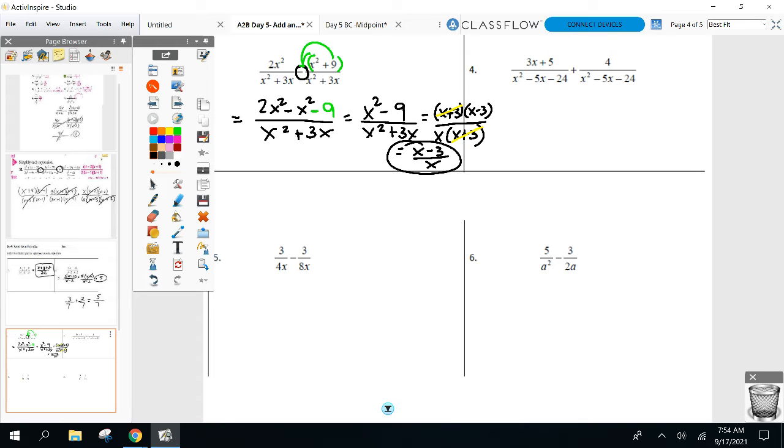Go ahead, try 4 on your own. See what you can do with 4. You already have like denominators.